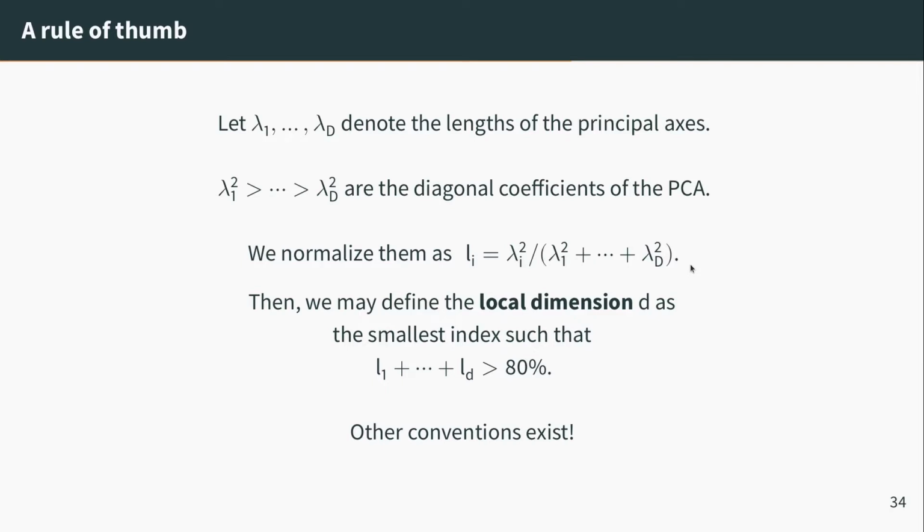And then you have to use a rule of thumb to say that this is more one-dimensional, this is more two-dimensional. So a typical rule of thumb, which is the one used by UMAP, is to say that the local dimension D at a given location is what you get when you fit a PCA. You compute those coefficients, and we take the smallest index D such that L1 plus L2 plus ... plus LD explains more than 80% of the total variance. So you can take the total volume of the ellipsoid.